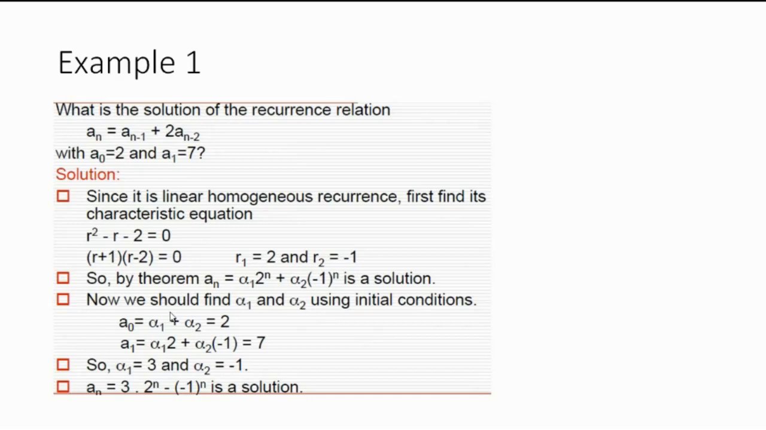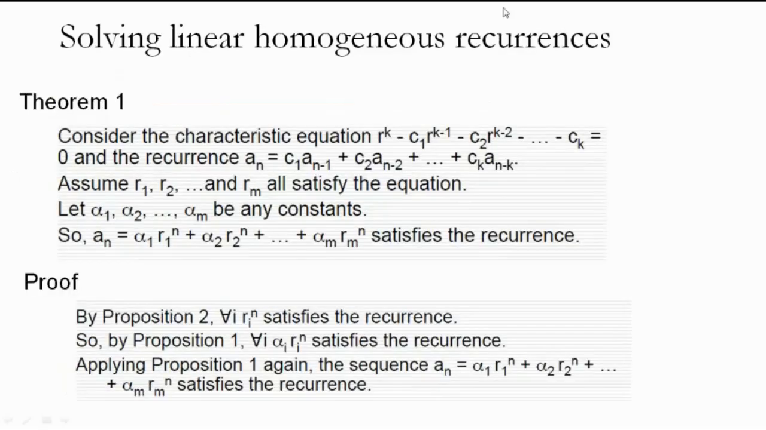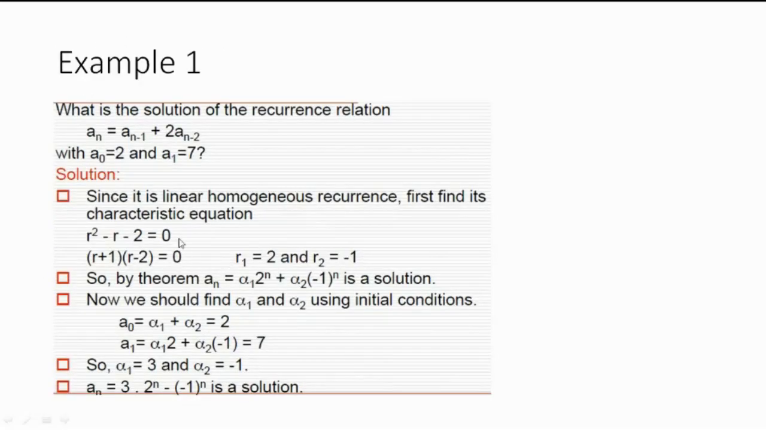Here it is alpha 1 r1 power n plus alpha 2 r2 power n. So we got by this characteristic equation r as minus 1 and r as 2. So by theorem a_n is equal to alpha 1 2 power n, because r1 is equal to 2, and r2 is equal to minus 1, alpha 2 minus 1 power n is the solution.